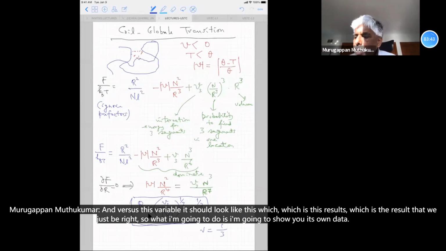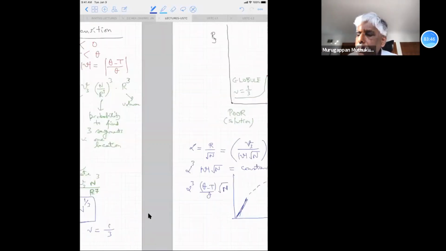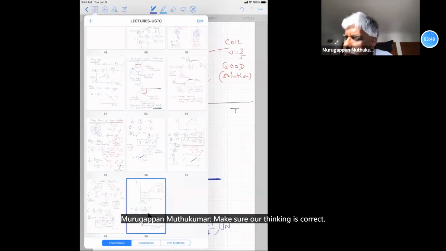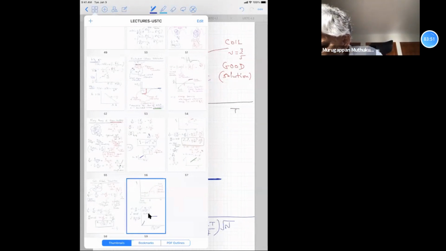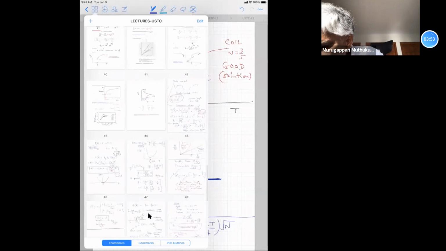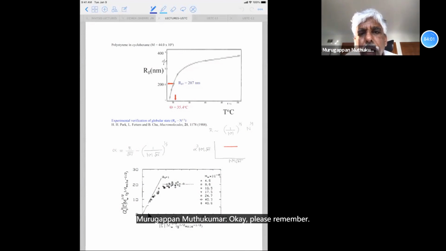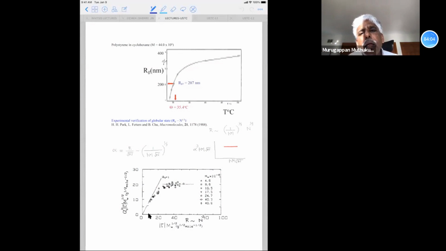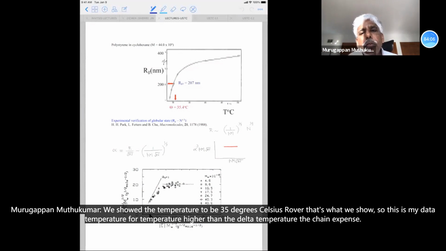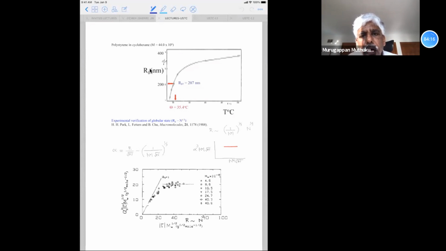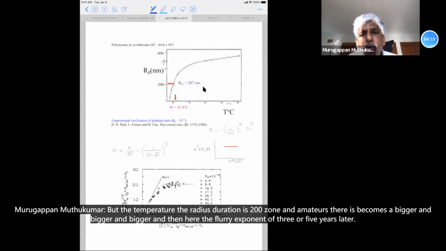So what I'm going to do is show you external data, to make sure our thinking is correct. Okay. So here is an example of polystyrene in cyclohexane. Please remember, we showed the theta temperature to be 35 degrees Celsius. Remember? That's what we showed. So this is my theta temperature. For temperature higher than the theta temperature, the chain expands. At the theta temperature, the radius of gyration is 207 nanometers.